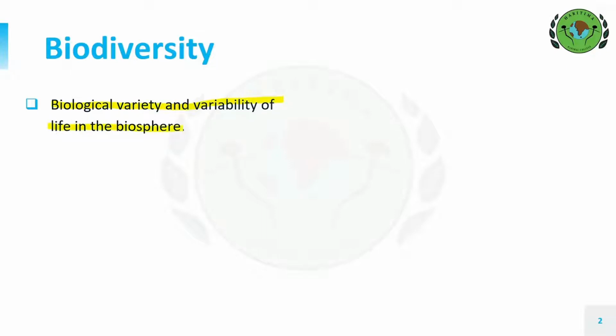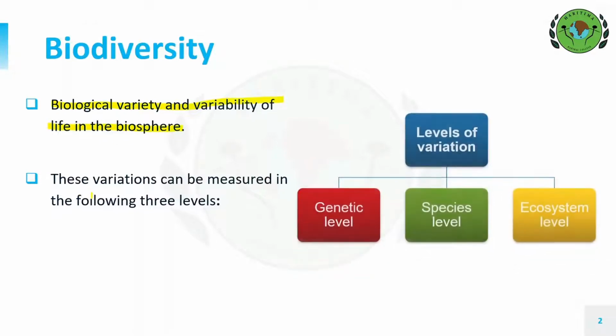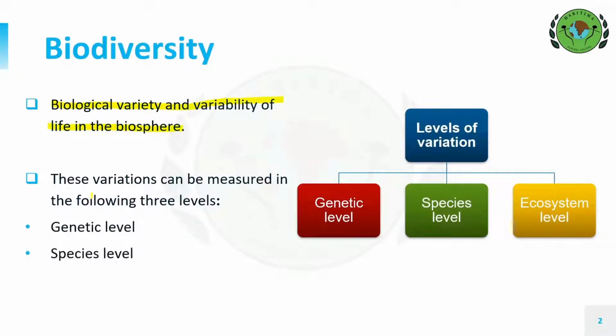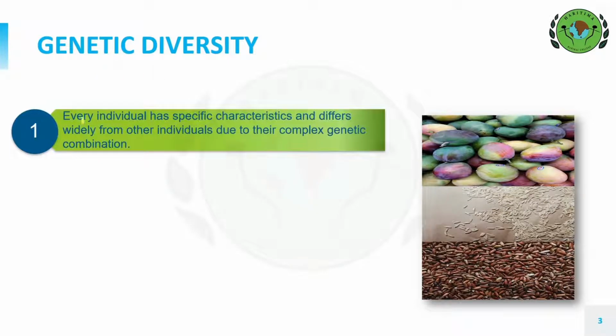Biodiversity is part of our daily lives and livelihood and constitutes resources upon which families, communities, nations, and future generations depend. These variations are measured at three different levels. The first is genetic level, second is species level, and third is ecosystem level. Let us understand all the levels of biodiversity one by one, beginning with genetic biodiversity.